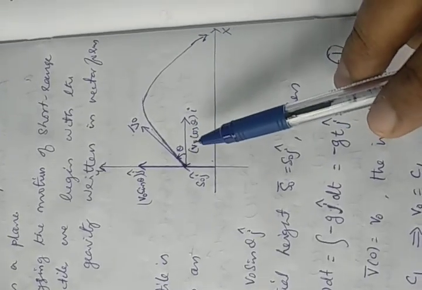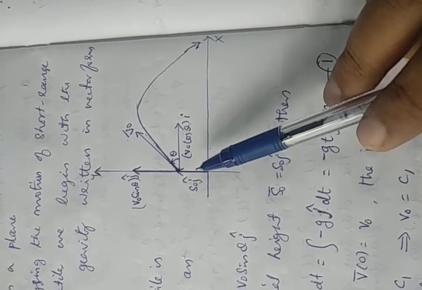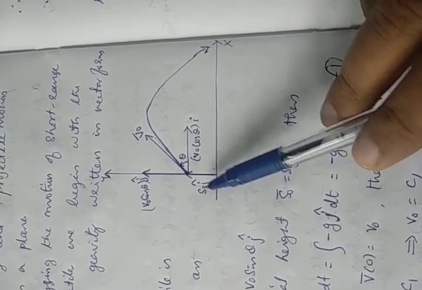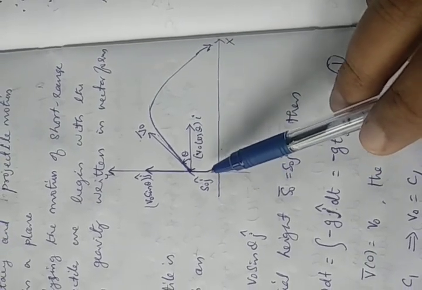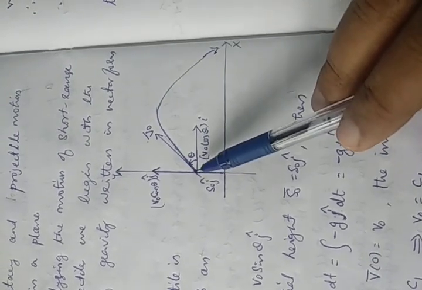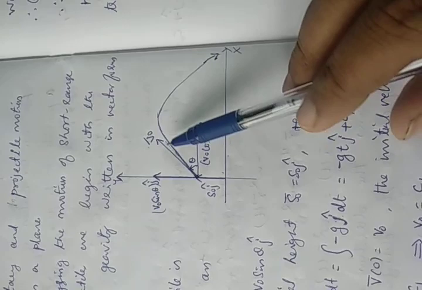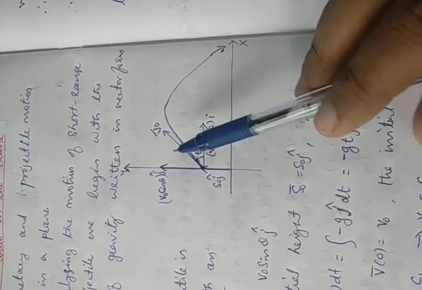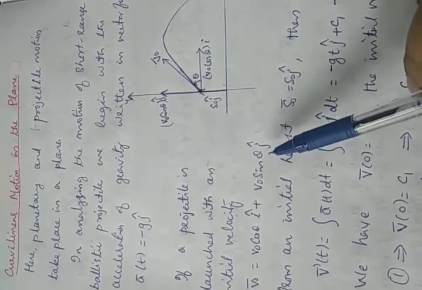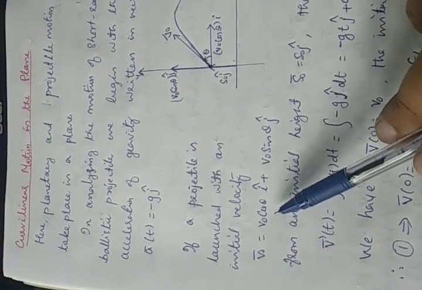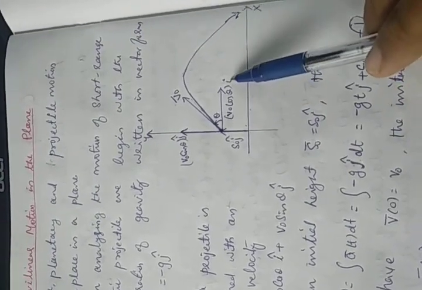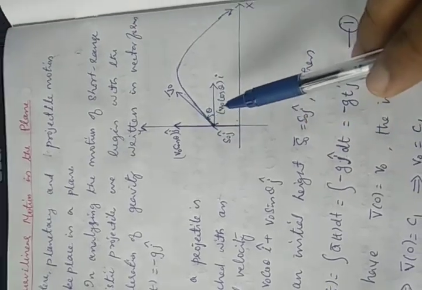In this figure you can see that the projectile is launched from an initial height s naught j. This is the vector s naught, equal to s naught j, and the initial velocity is v naught. This is the vector v naught, the tangent vector at this point, and it is equal to v naught cos theta i plus v naught sin theta j. So this is the x component and this is the y component: v naught cos theta i and v naught sin theta j.